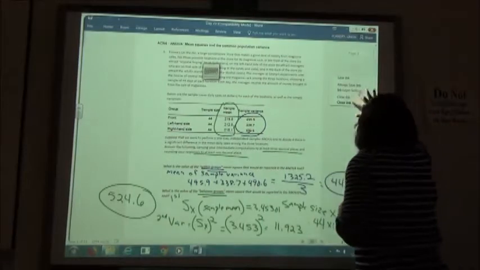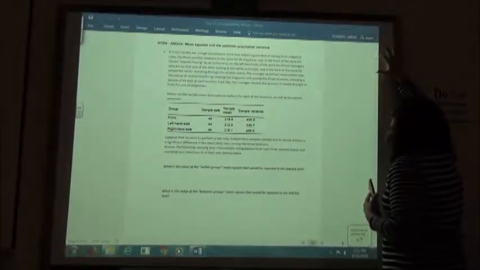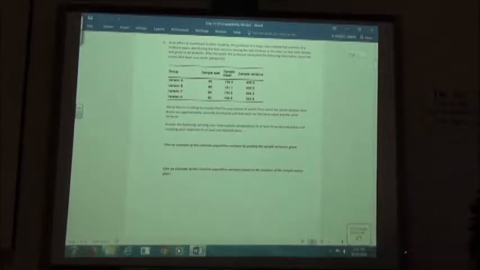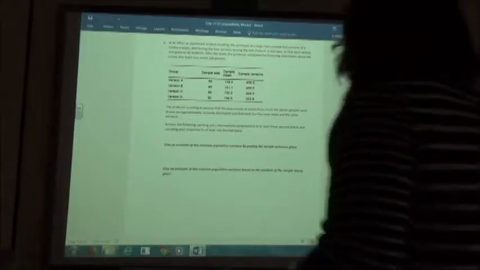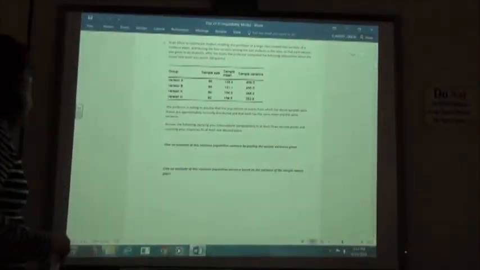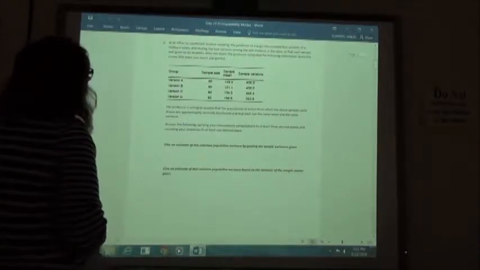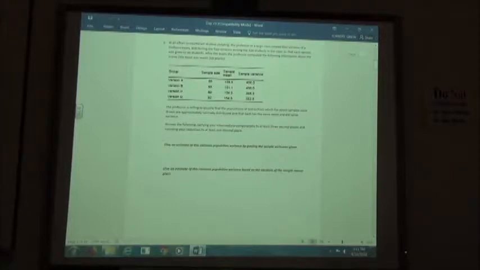All right. Number 2 then. Number 2 says, in an effort to counteract student cheating, the professor of a large class created 4 versions of a midterm exam, distributing the 4 versions among the 320 students in the class so that each version was given to 80 students. After the exam, the professor computed the following information about the scores. The exam was worth 200 points.